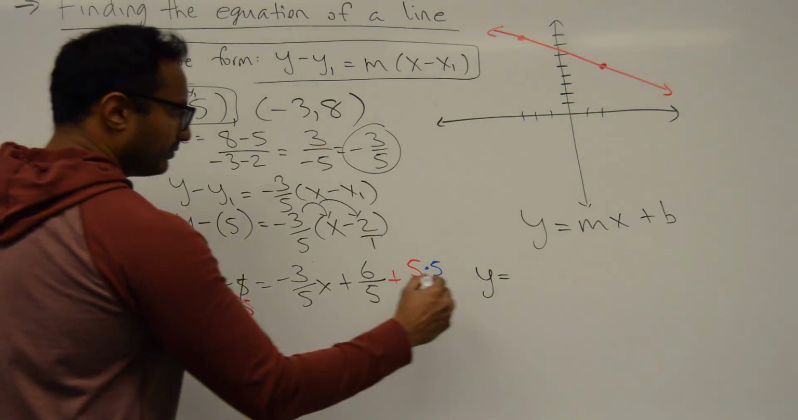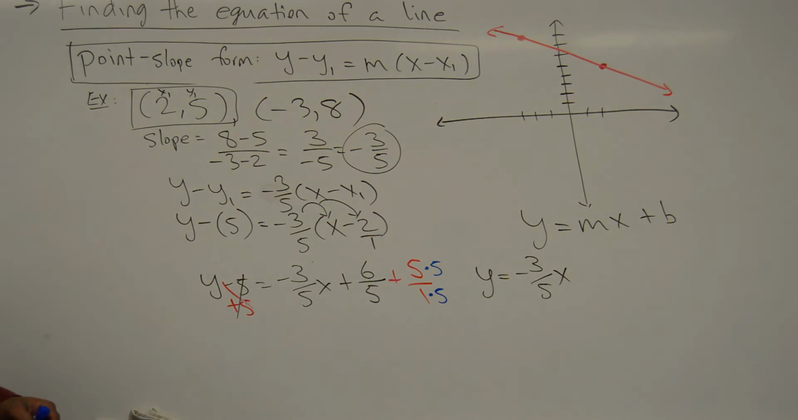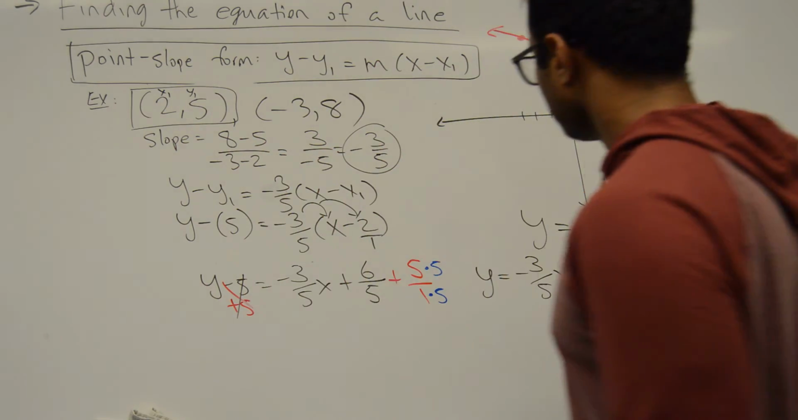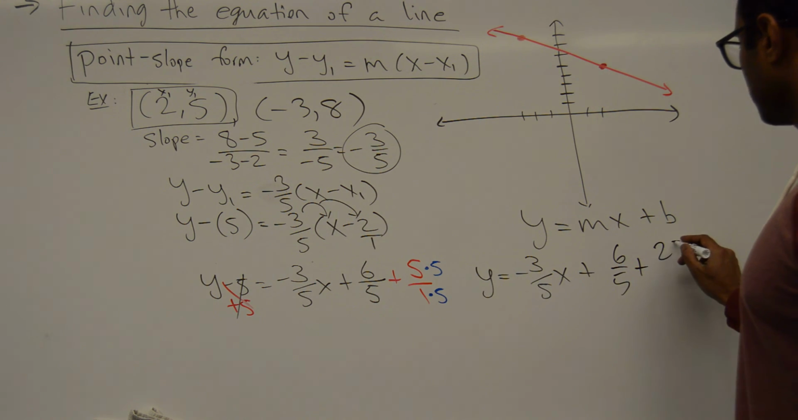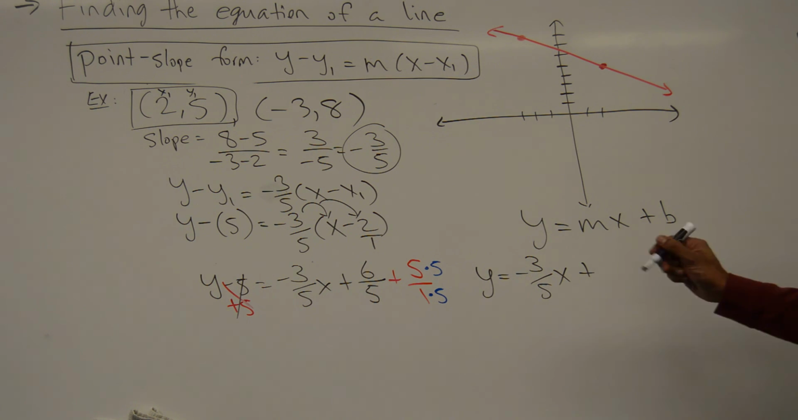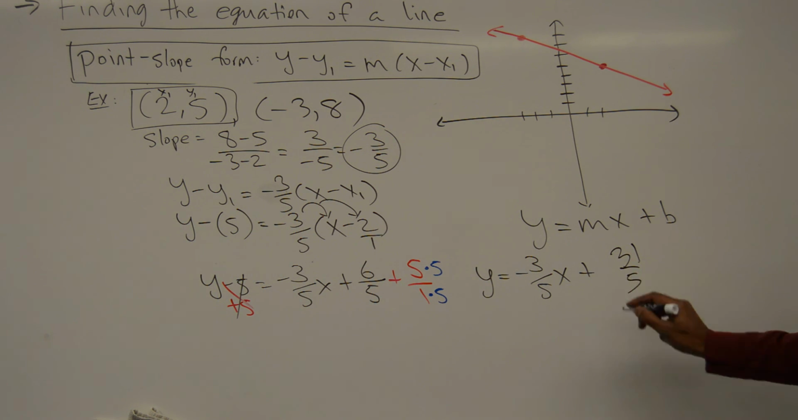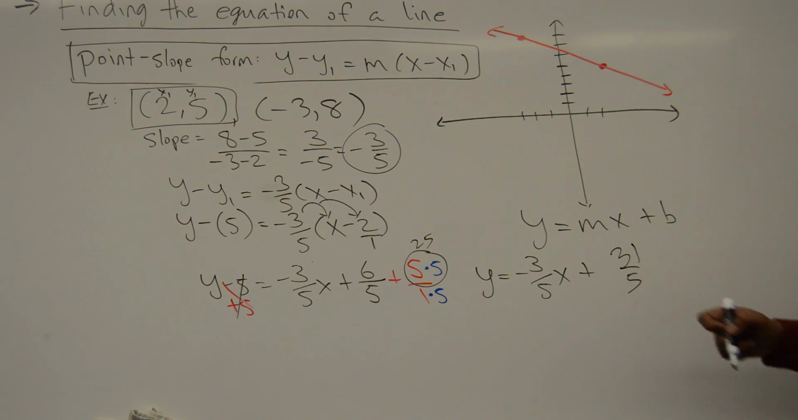y equals, you have negative 3 over 5x, that's my slope, plus 6 over 5, plus 5 times 5 is 25 over 5. Okay, I need a common denominator there. If I add 6 plus 25, it gives me 31. Denominator doesn't change, so I'm going to erase that. I'm going to write that as 31 over 5. Okay, so this is 25. 25 plus 6 is 31, so I get 31 over 5.